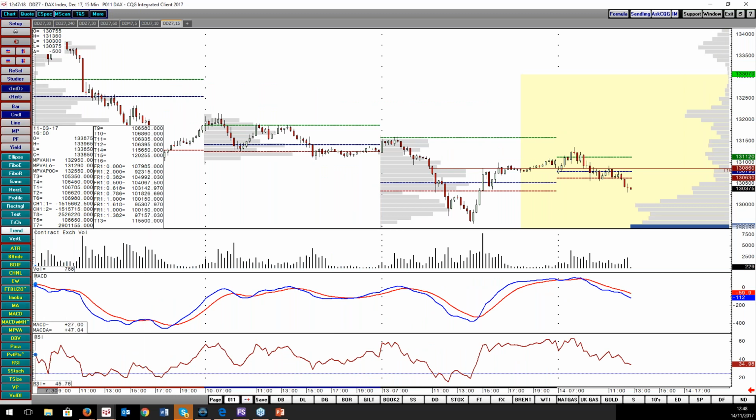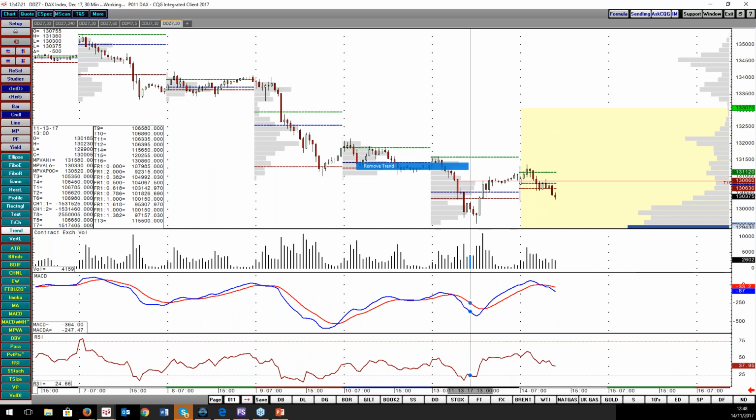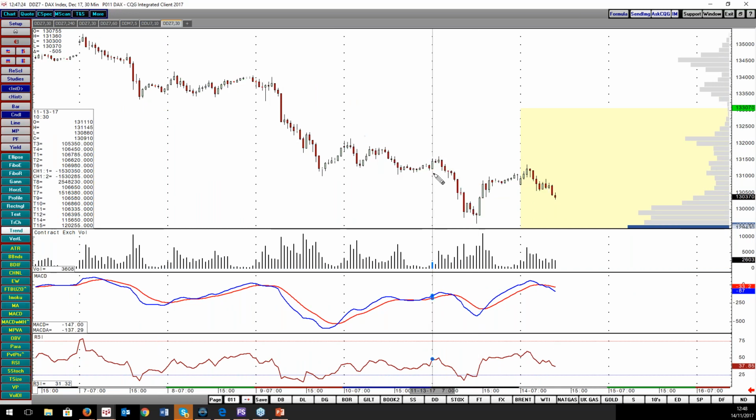I'm going to change this to a 30 because it might show us a bit more clarity. And get rid of these, shall we? Right, so if we are doing any sort of head and shoulders thing here, that would probably be your left shoulder. That's your head, and now we are potentially forming the right shoulder. But it is too early to say just yet.